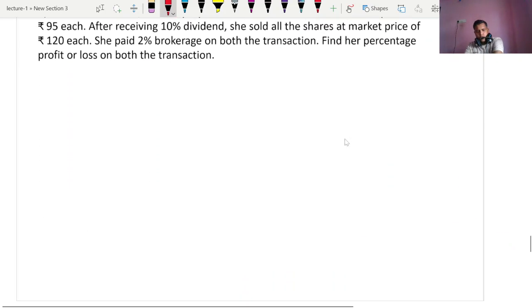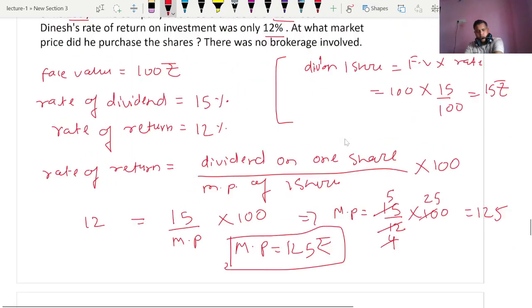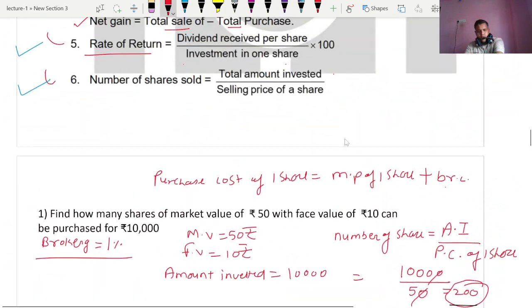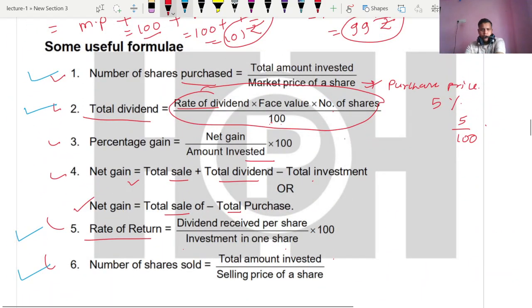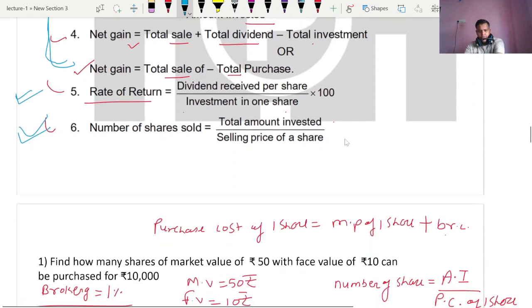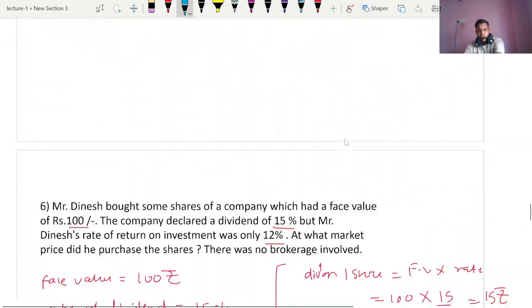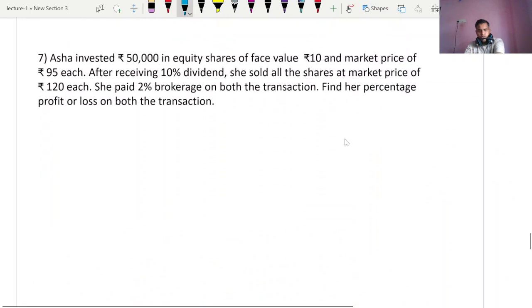So next question. Till now we have done this one, this one, this one, this one. So in the next question we will use both these formulas. Percentage gain is equal to net gain by amount invested into 100, where net gain is equal to total sale plus total dividend minus total investment. Okay, fine. So let's write the question.